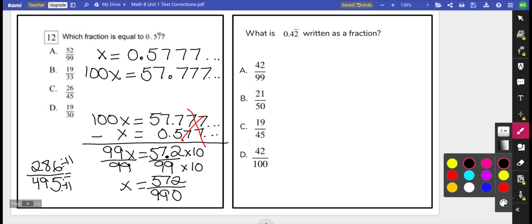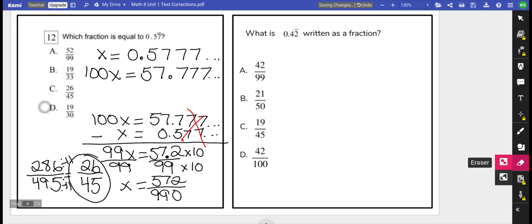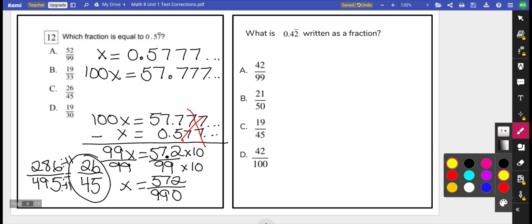So we're going to divide them both by 11. 495 divided by 11 is 45, and 286 divided by 11 is 26. Is that one of my possible answers? In this case, yes, it is. If it is a multiple choice test, you can always go through and check your answers. Oops, I marked the wrong one. I should have marked not D, but C. Sorry about that, you guys. We all make mistakes. So your answer is C.